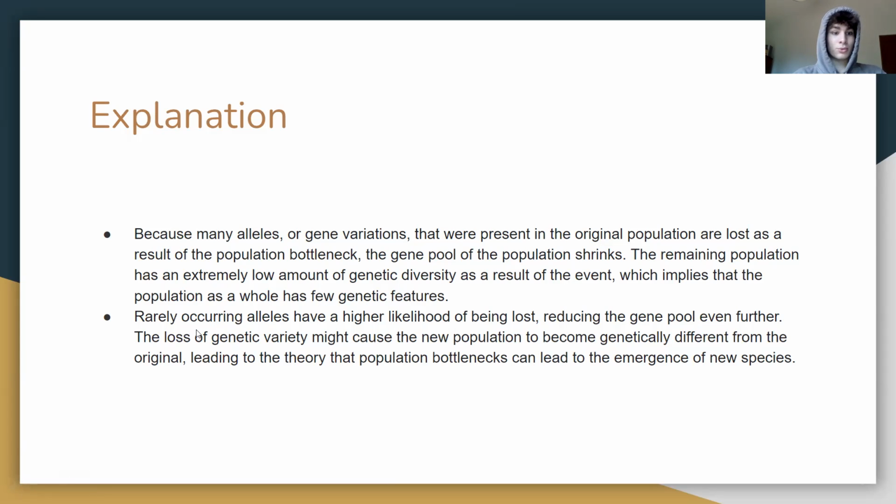Rarely occurring alleles have a higher likelihood of being lost, reducing the gene pool even further. The loss of genetic variety might cause the new population to become genetically different from the original, leading to the theory that population bottlenecks can lead to the emergence of new species.